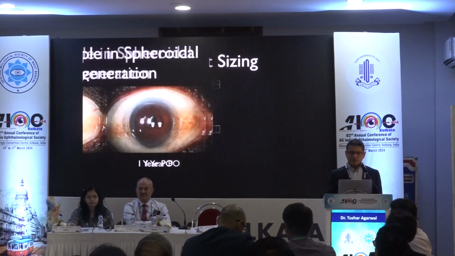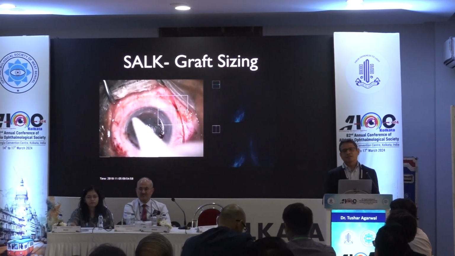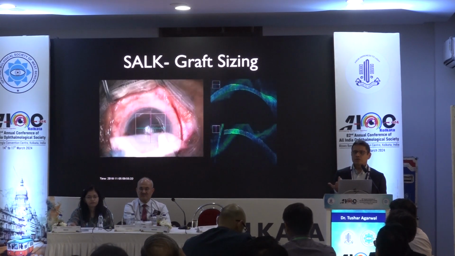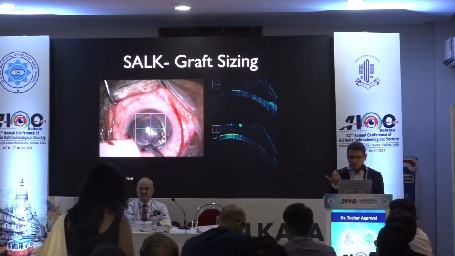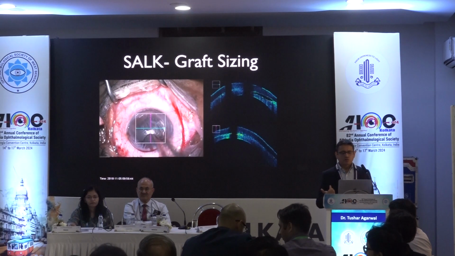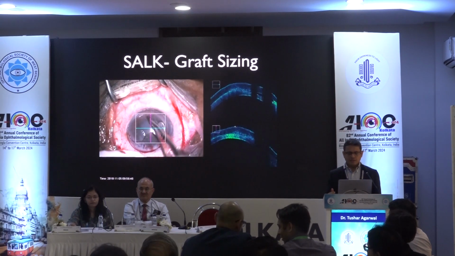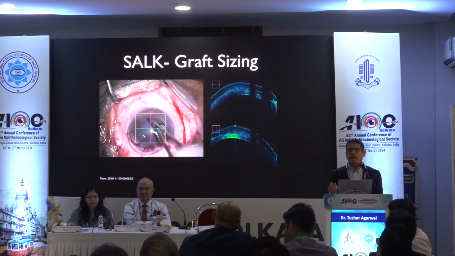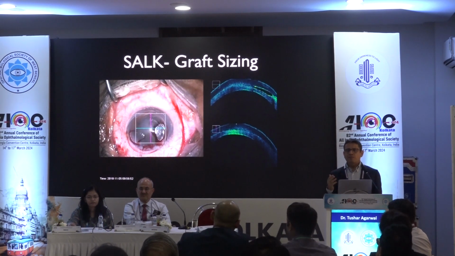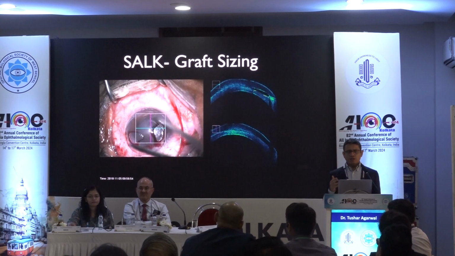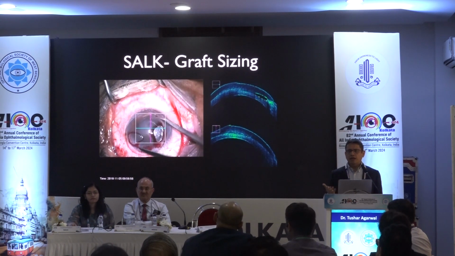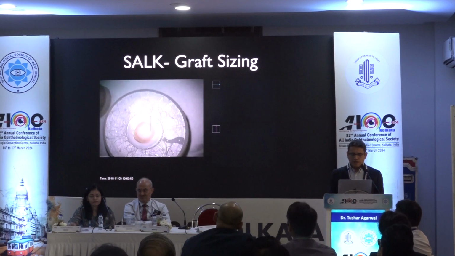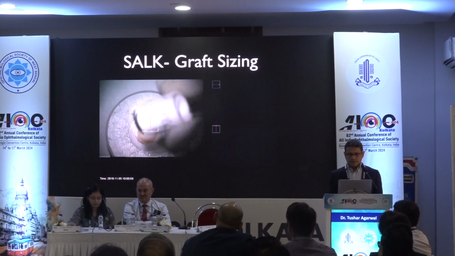Now, a major issue with SALK is graft sizing, especially when you're using a microkeratome. So you would encounter two scenarios. Either the graft is too big or too small. If you have a larger graft, it's quite easy to handle. You measure the graft, you measure the host size, and keeping a 0.25 millimeter oversizing, you cut the graft, punch the graft again with a trephine, and remove the peripheral rim, and then you can apply the recut graft accordingly.